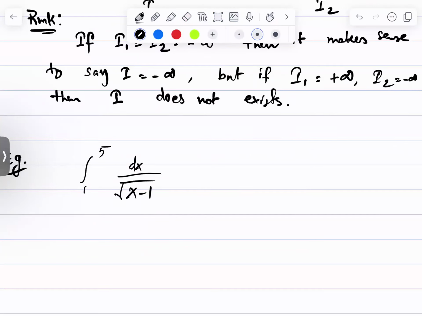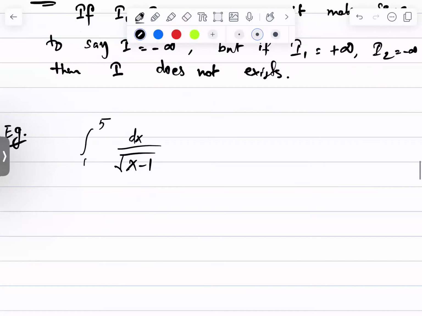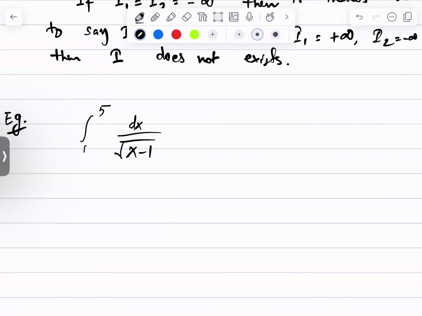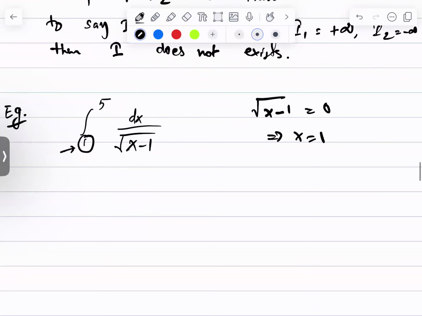Okay, now let's solve some problems. Say the first problem is this. Okay, and this is a problem of type 1, so it should have a vertical asymptote. So basically I have to look at when root x minus 1 is 0. You can just say it directly: x is 1. So therefore at 1, I have a vertical asymptote.